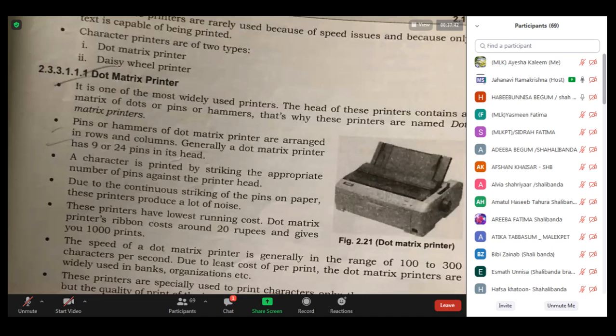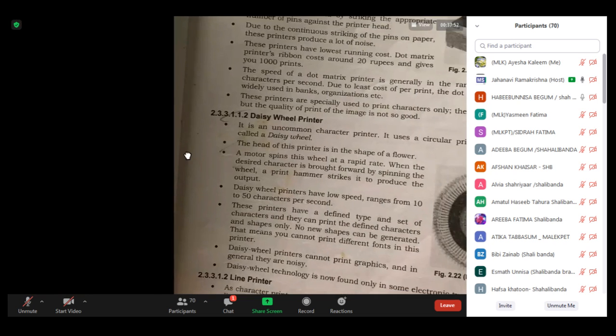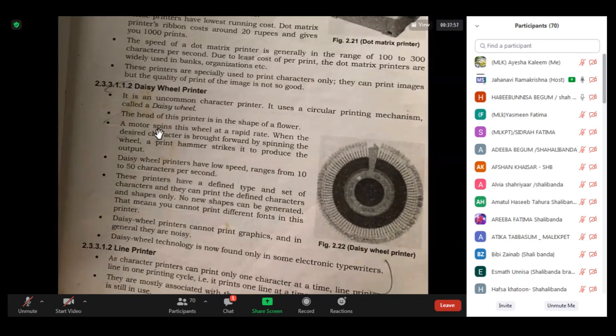Yes, they are widely used in banks and organizations because they are very economical. You could imagine, 20 rupees for a ribbon. Yes or no? And they are exclusively used to print characters only, and they can print images, but the quality of the image will not be good. They could be used for printing images apart from characters, but the quality of whatever is being printed will not be as reliable as we want. Okay, ma'am. So I hope you're all following.